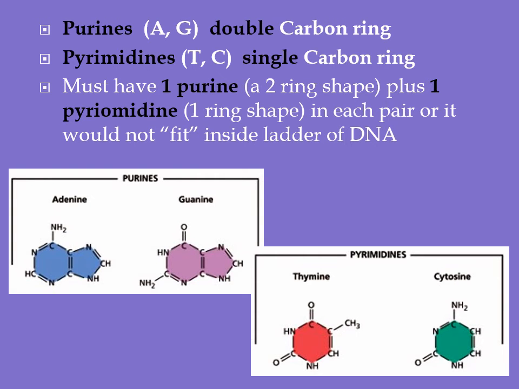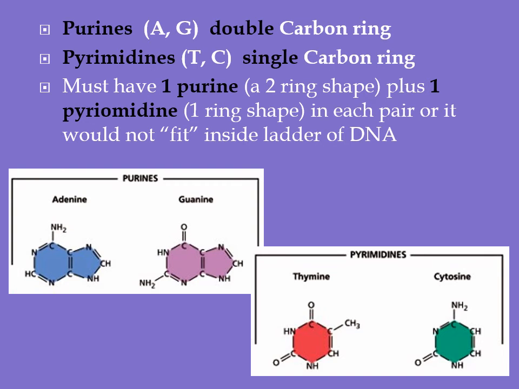There are two different categories for the nitrogen bases that we're looking at. The first type is called a purine, and those are the bases A and G. We can see them pictured together in a group down below. They are purines. They're called that because they have a double carbon ring, so they're going to be a little bit bigger than the other bases. T and C, the other bases, are going to be called pyrimidines, and these ones are only going to have a single carbon ring that makes up their structure.